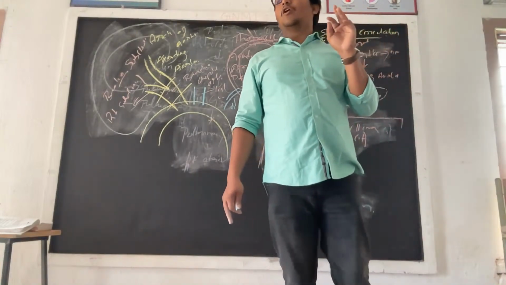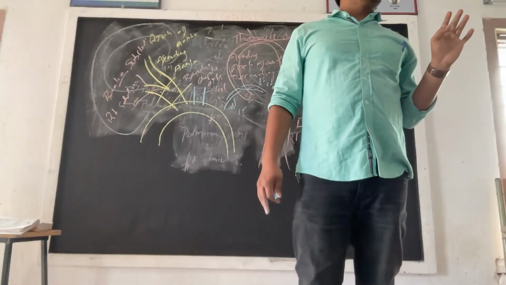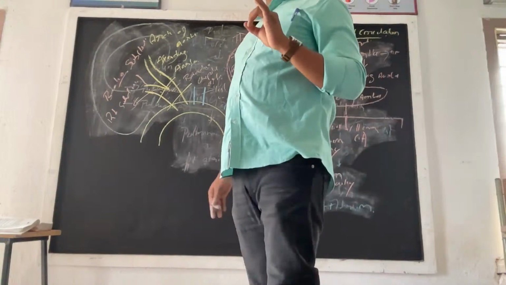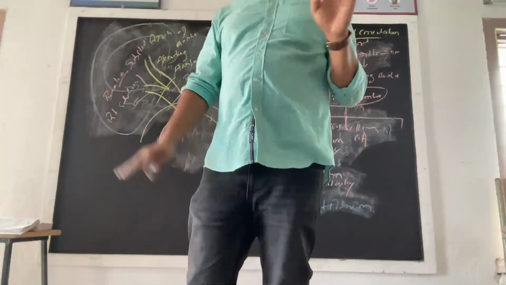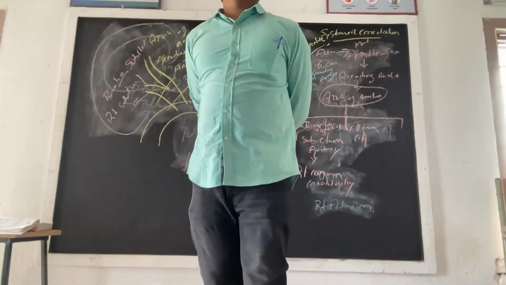Listen to me carefully. How many types of circulation are there? Mainly three types of circulation. How many types? Three types. The first circulation is pulmonary circulation. The second circulation is the third circulation. Again, you tell me, what is the third type of circulation?